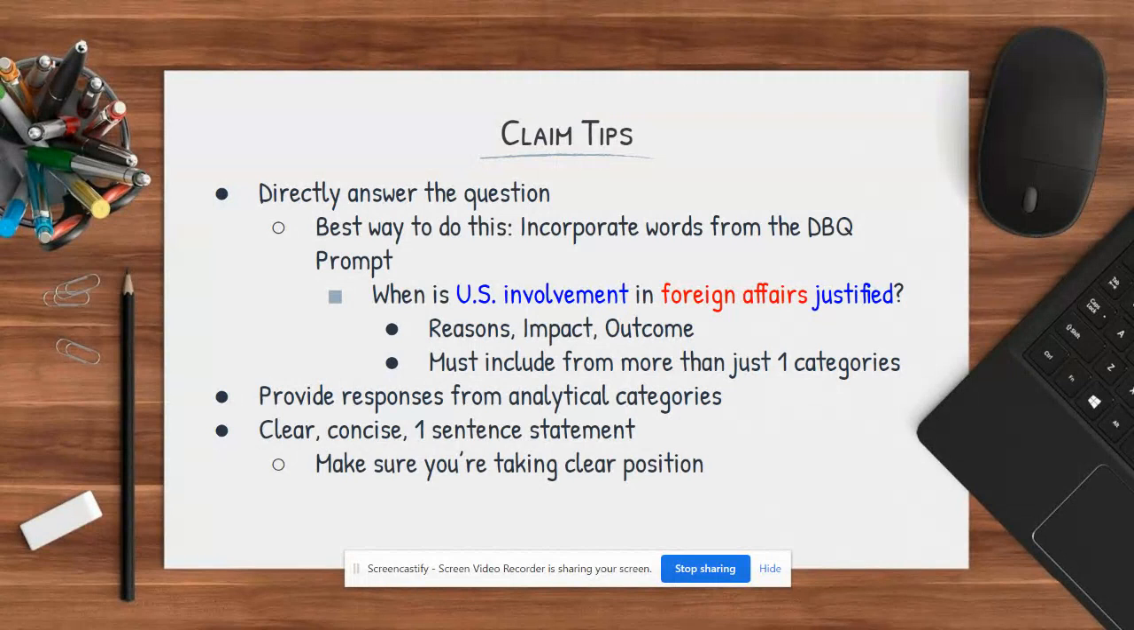Now, with that reminder, there are three specific objectives for this unit: reasons for U.S. involvement, impact on American citizens, and outcome of U.S. involvement. You do not need to include all three. However, your claim should not focus just on one category. Your responses should also put your rationales into analytical categories, and I'll show you what this looks like. Lastly, your claim should be clear, concise, and a one-sentence statement that takes a position on this.